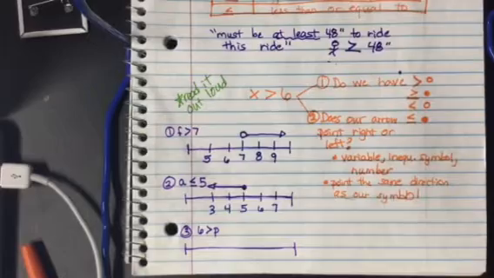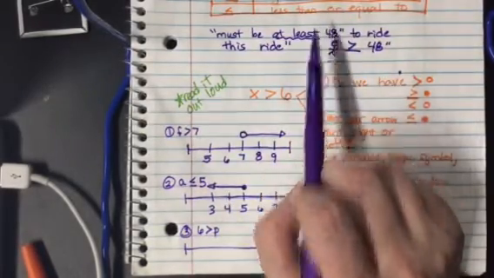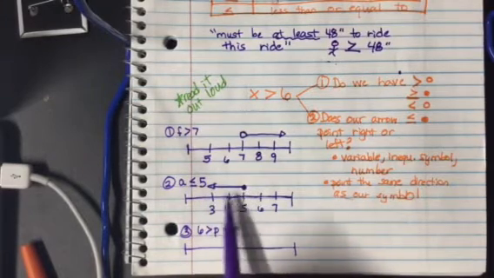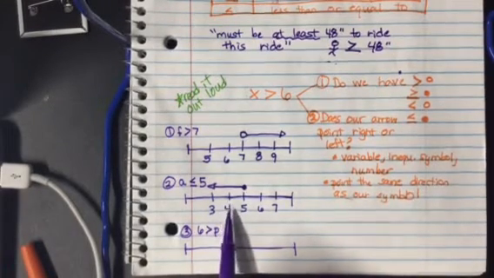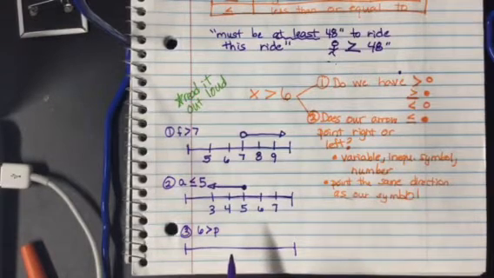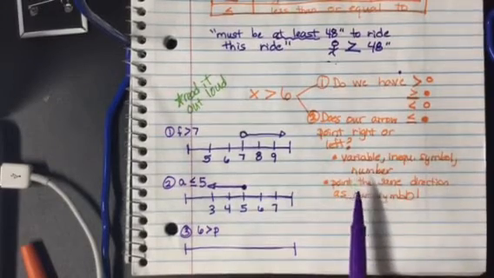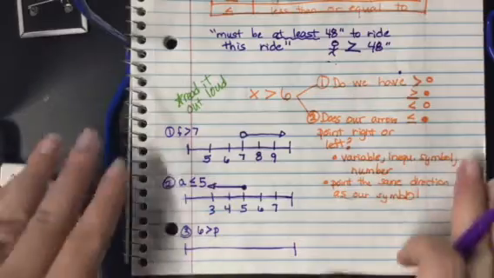I can also read this out loud and say a is less than or equal to 5. Does this graph show all of the numbers that are less than or equal to 5? Yes, because 4 is less than 5, 3 is less than 5, 5 is equal to 5. However you want to think of it, you can either point it in the same direction or you can read it out loud.